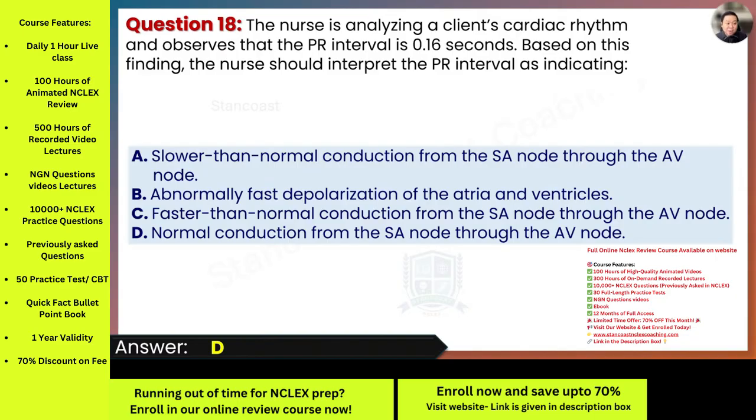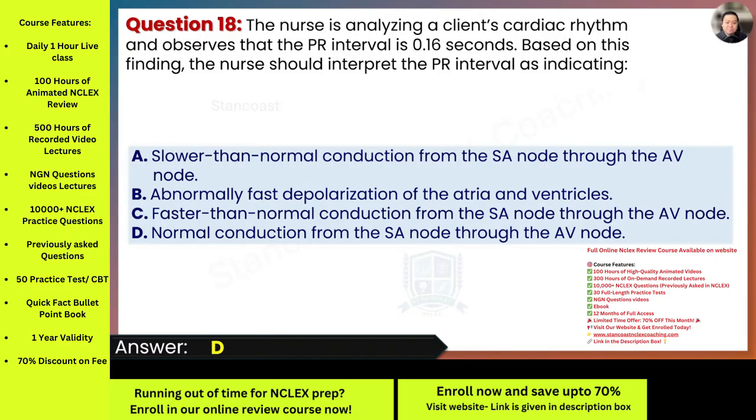And letter B, also an incorrect option. The fast depolarization is not related to a normal PR interval. In fact, abnormally fast depolarization usually happens in a shortened PR interval, not one that's normal. And this is something that you will typically see in conditions where the atria or the ventricles are overexcited. It can lead to a shorter PR interval than normal. So this answer can be ruled out.